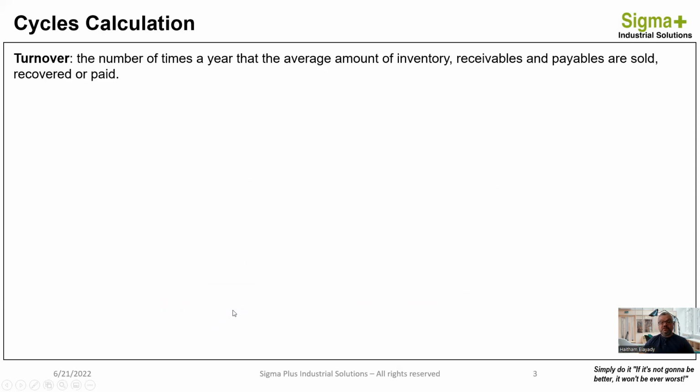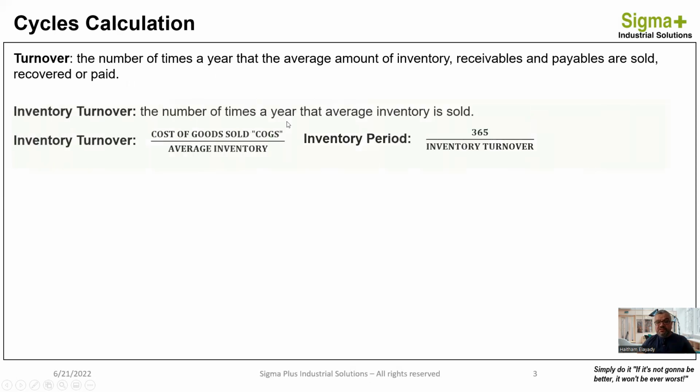Okay, now another terminology which is considered to be important is the turnover. The turnover is widely used in the financial statement sheets, where it refers to the number of times a year that the average amount of inventory, receivables, and payables are sold or recovered or paid. So going to the first type, the inventory turnover, which refers to the number of times a year that average inventory is sold.